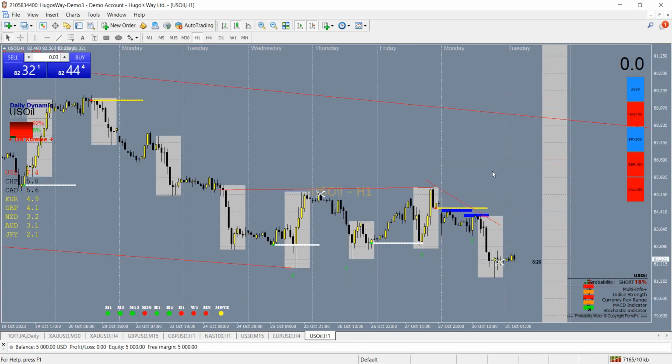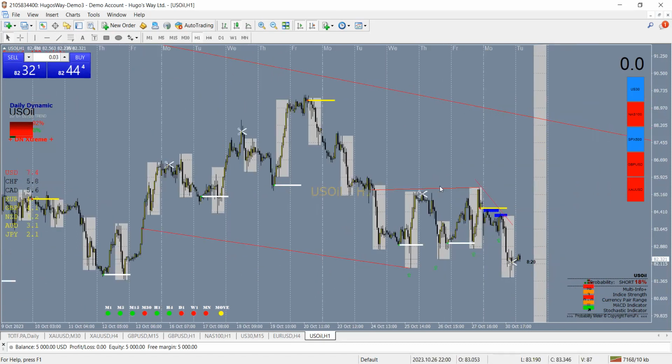So which orders does it make sense to trade towards? Does it make sense to trade towards the ones that are above this line way up here, or the ones down here? The ones down here make sense to me. So there's your entry right there.